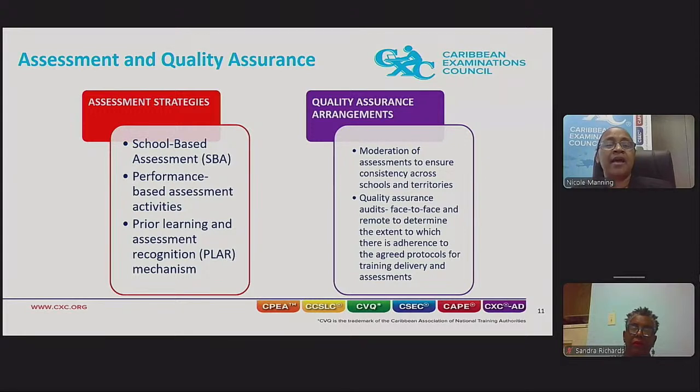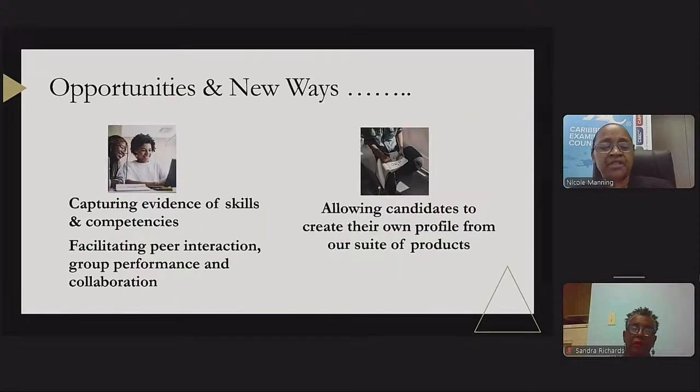As a high-stakes awarding body, assessment strategies as well as quality assurance are very critical for us as we embark on this transformation. Now, of course, while we would have had our generic way of operating, as I mentioned before, innovation is key for CXC. Key for us as we create new products, but also key for us as we create new opportunities and new ways for capturing evidence of skills and competencies. We are encouraging the facilitation of peer interaction, group performance, collaboration, and above all, allowing candidates to create their own profile from our suite of products.